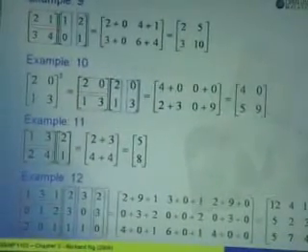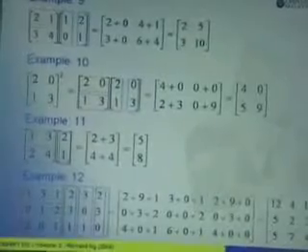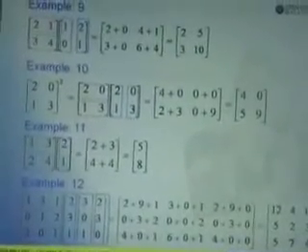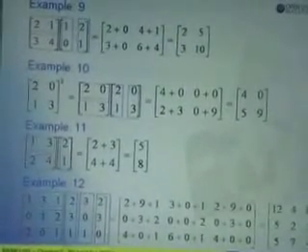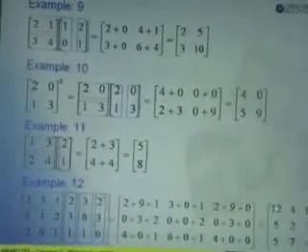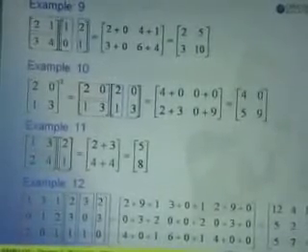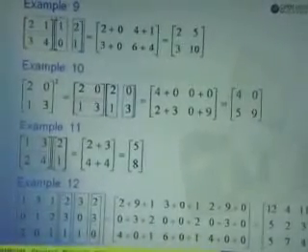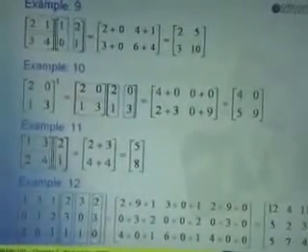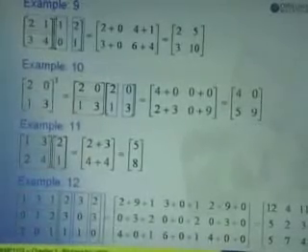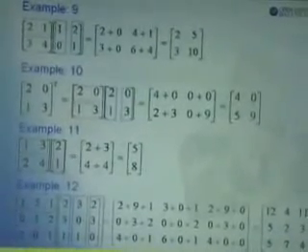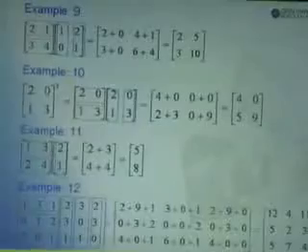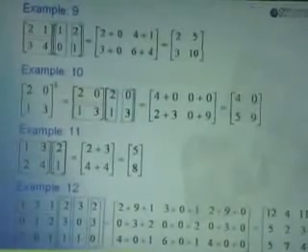So to get the final answer, we just need to simplify all these elements. So 2 plus 9 plus 1 equals to 12, 3 plus 0 plus 1 equals to 4, 2 plus 9 plus 0 equals 11, 0 plus 3 plus 2 equals 5, 0 plus 0 plus 2 equals to 2, 0 plus 3 plus 0 equals 3, 4 plus 0 plus 1 equals to 5, 6 plus 0 plus 1 equals 7, and finally 4 plus 0 plus 0 equals to 4.